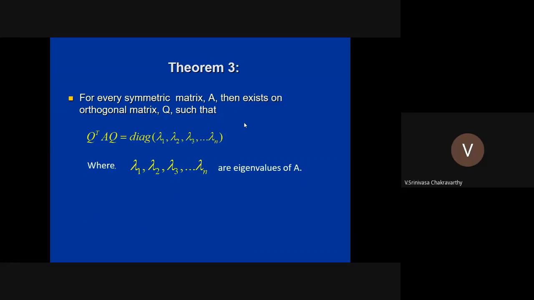So with that piece of information, we can present another theorem, which says that for every symmetric matrix A, there exists an orthogonal matrix Q, such that Q transpose AQ is equal to the diagonal matrix of all the eigenvalues. Okay, so why is that? Let us see that.